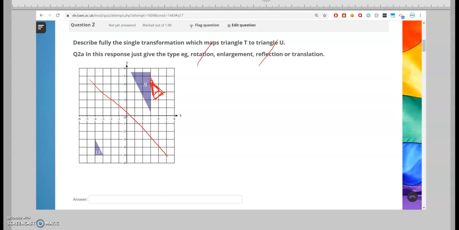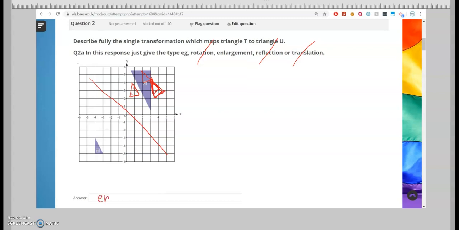Could this be a translation? Again, with translation, you'd have exactly the same size as the triangle, and you'd be moved to different places. So maybe it looks something like this or here. So this is not a translation either. So it is an enlargement. The size of the triangle has changed, so it is an enlargement. Even if it's got smaller, we call it an enlargement. So we'll write enlargement here.